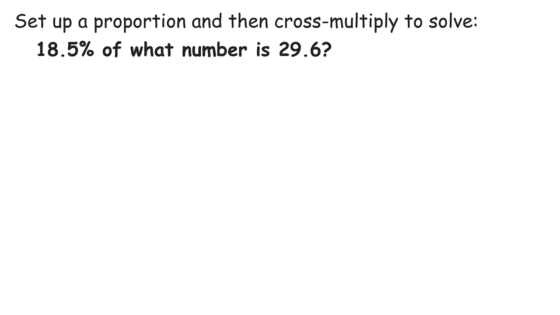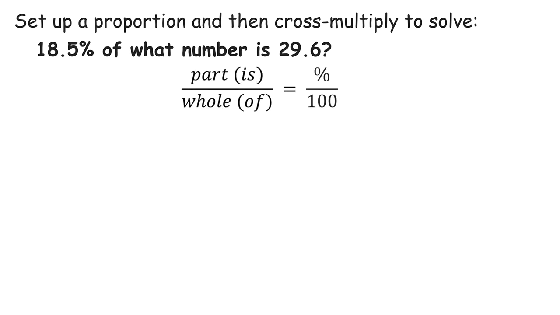First, we write down the generic proportion: is over of equals percent over 100. As always, we use the percentage to replace the percent over 100 in the proportion. So in this problem, 18.5% gives us 18.5 over 100.